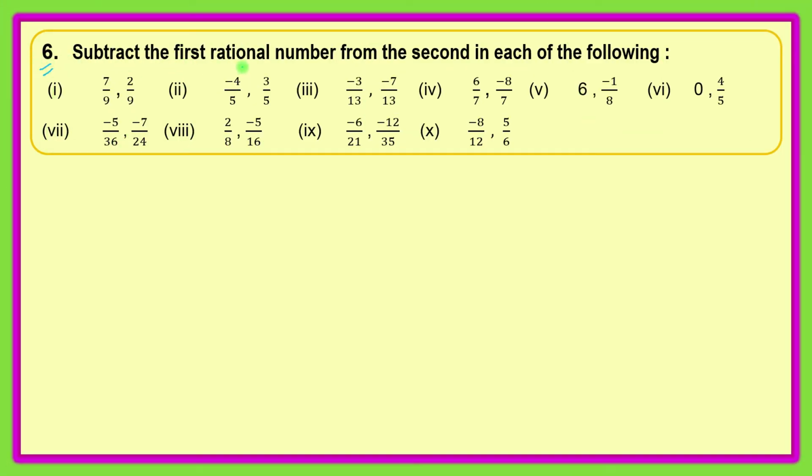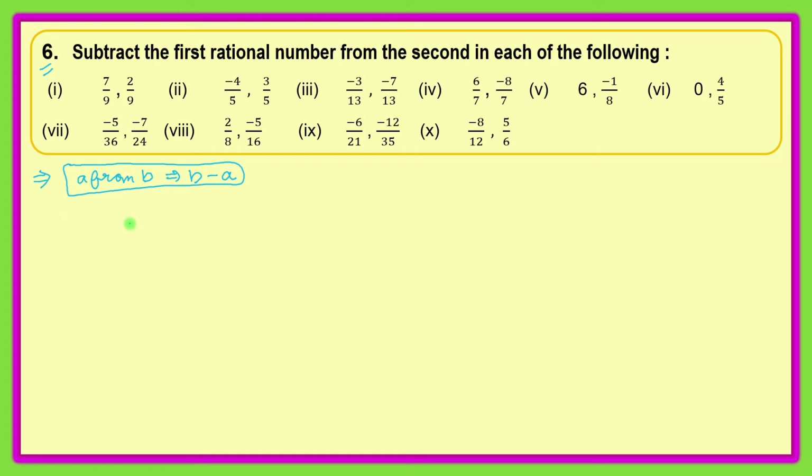Question 6: subtract the first rational number from the second in each of the following. This is a fairly easy question actually, so I'm just going to tell its principle. A from B equals B minus A. Just remember it, it is a very easy thing, nothing too difficult to remember. A from B means B minus A.